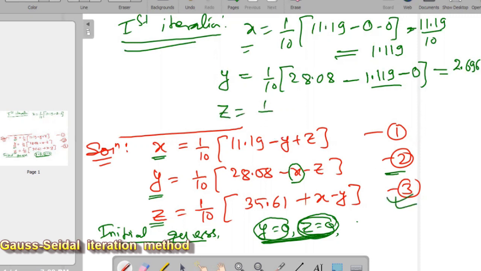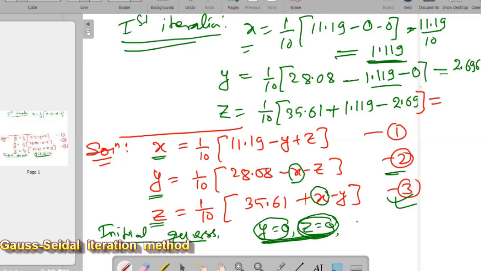In equation 3, z equals 1 by 10 times (35.61 plus x). We use the value of x from the first iteration, which is 1.119, and minus y, 2.6961, and this equals 34.030329 divided by 10, and this equals 3.40329. This is the value of z in the first iteration.